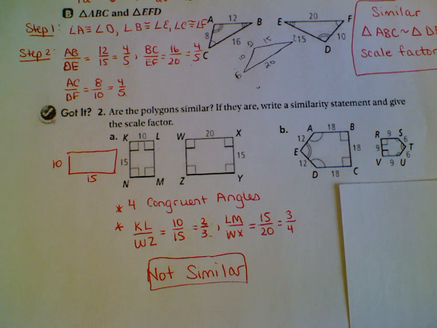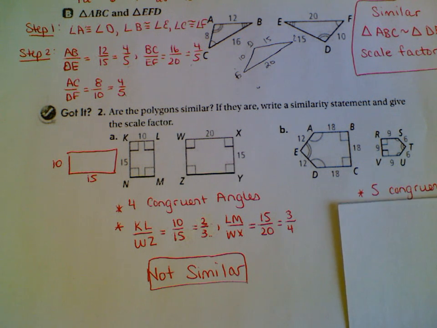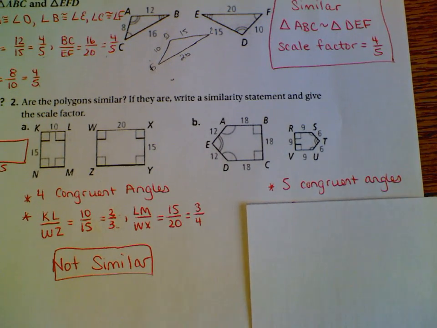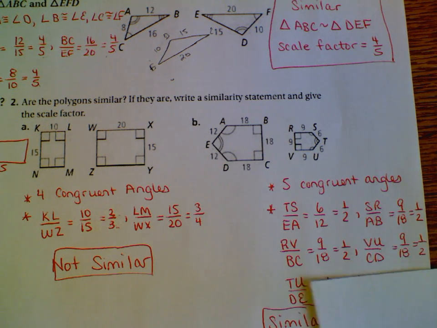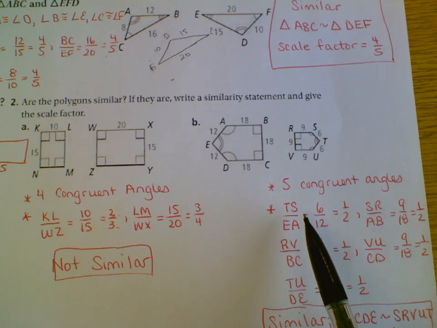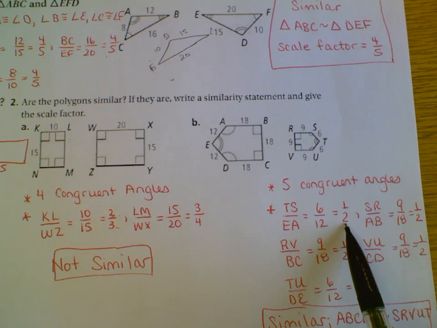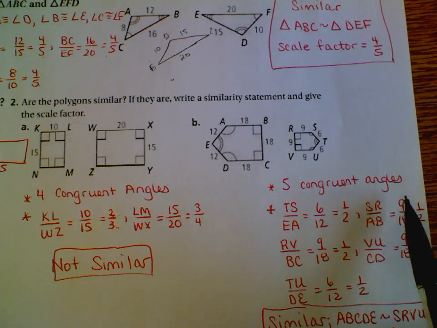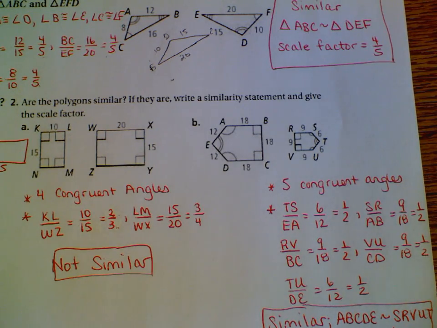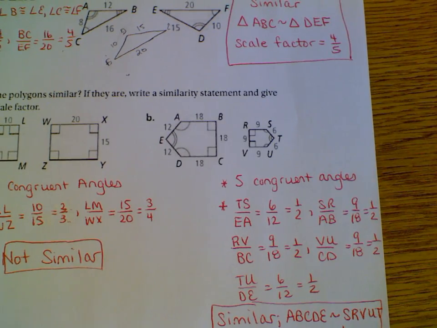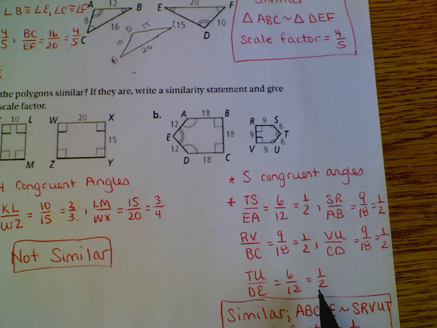Alright, letter B. I checked to make sure that I had all my congruent angles, which I did. They all matched up with another set. Then I started looking at my sides to see if they're proportional. So when I started setting them all up, I matched TS with EA, which is 6 over 12, which is 1 to 2. I matched SR with AB, which is 9 over 18, which reduces to a half. I matched RV and BC, so that was a half. And then the rest all end up being a half.